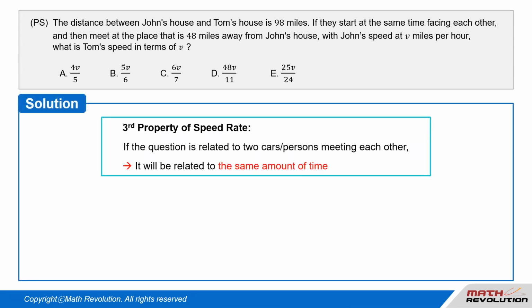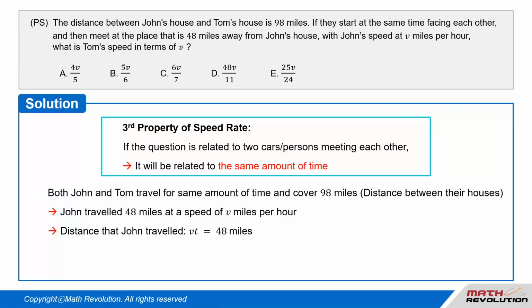Solution. Third property of speed rate. Same amount of time passed. Problems related to speed are seen quite often on GMAT, and if the question is related to two cars or persons meeting each other, more often than not it will be related to the same amount of time.